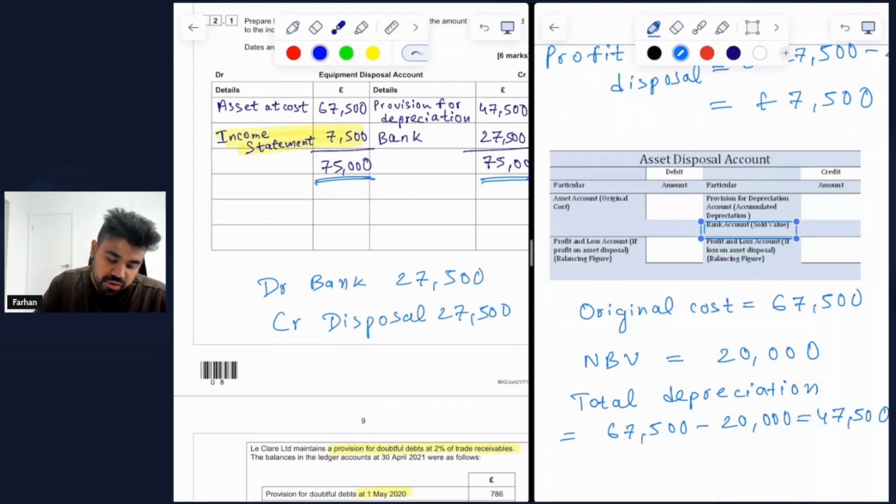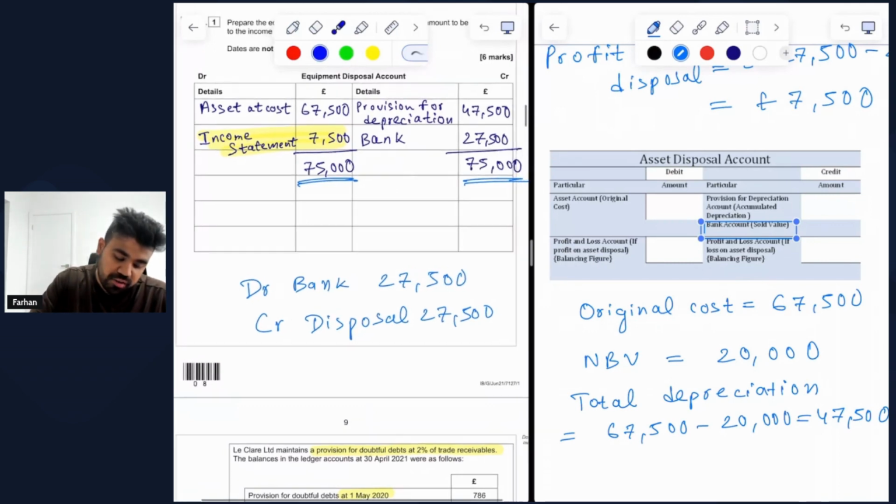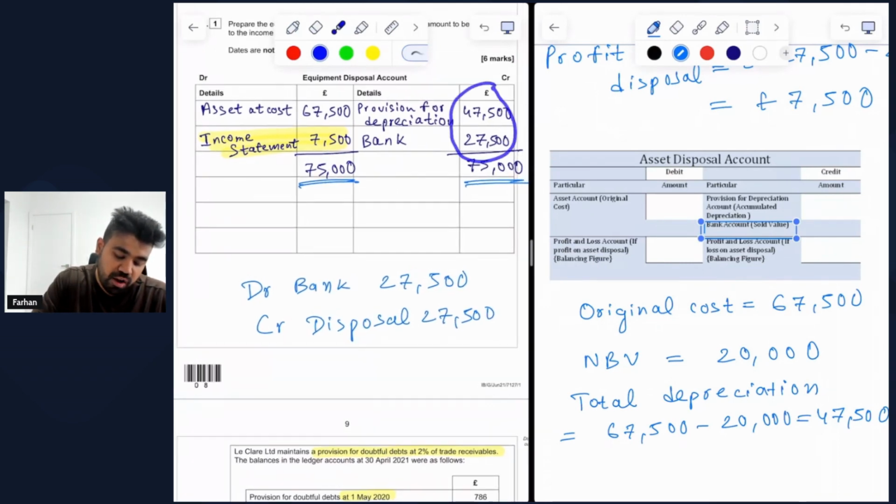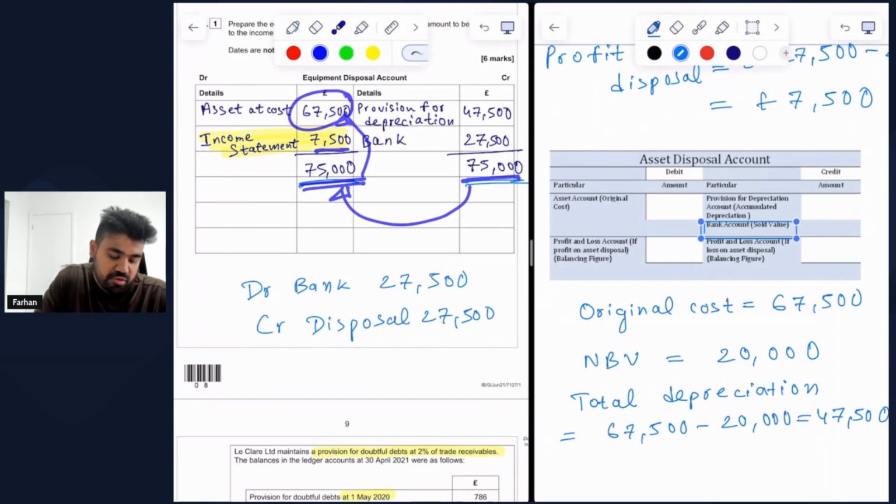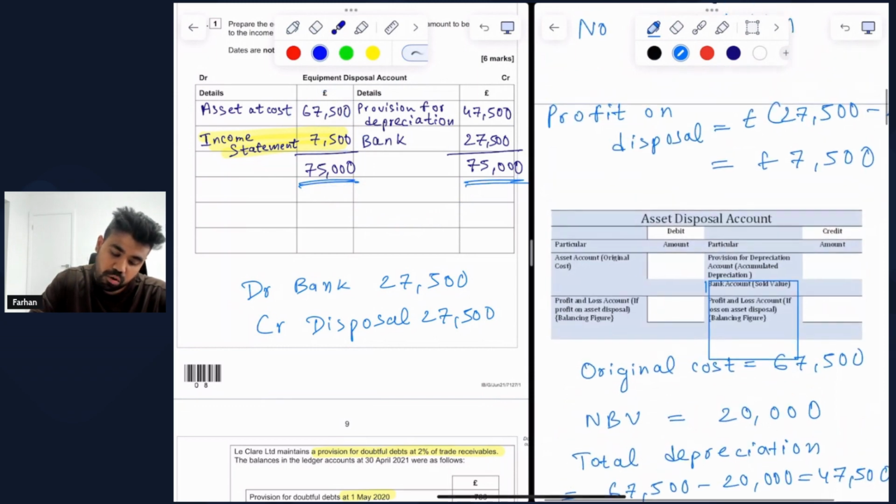Once we have all the numbers in place, I found the total on the heavier side, which was the credit side. So we added the total depreciation with the funds that we have got in the bank. So £47,500 plus £27,500 gave us £75,000 as a total, which must be the total on the debit side so that the accounts balance out. And because the original cost is £67,500, the remaining £7,500 that fills in the deficit is what we have calculated as the profit on disposal before.